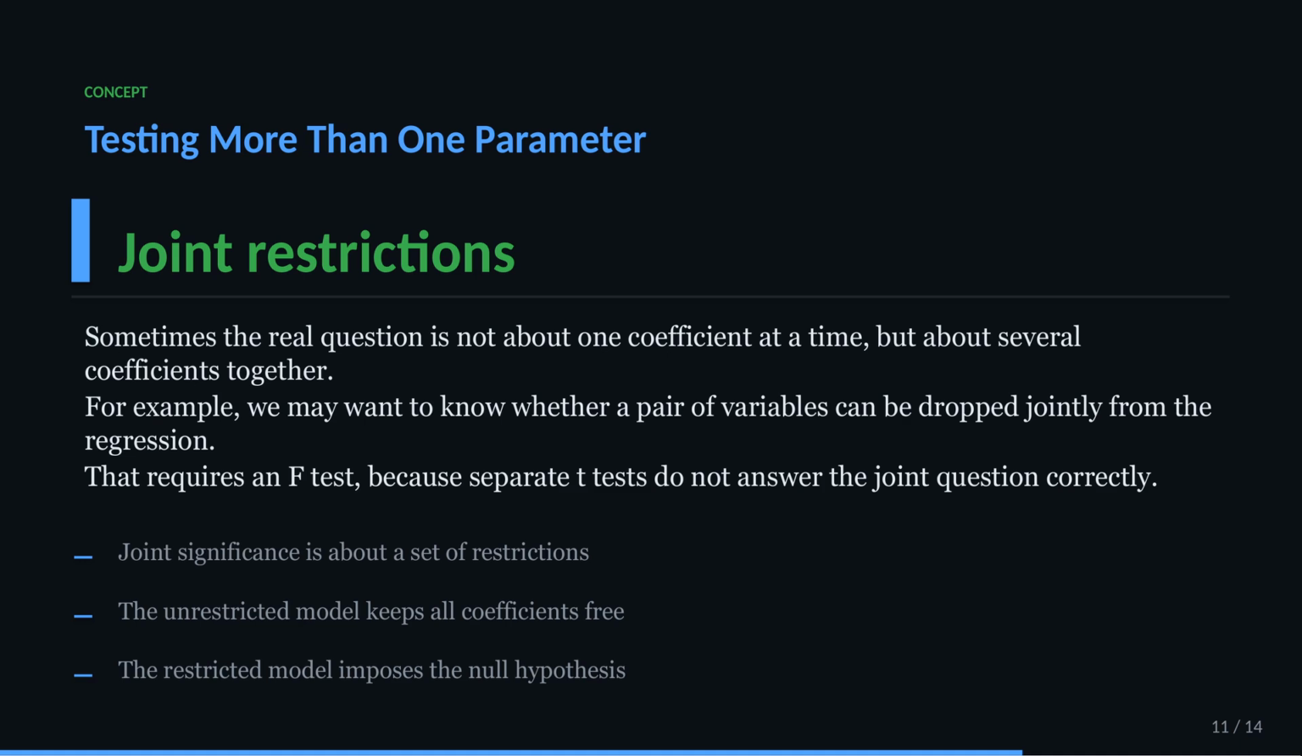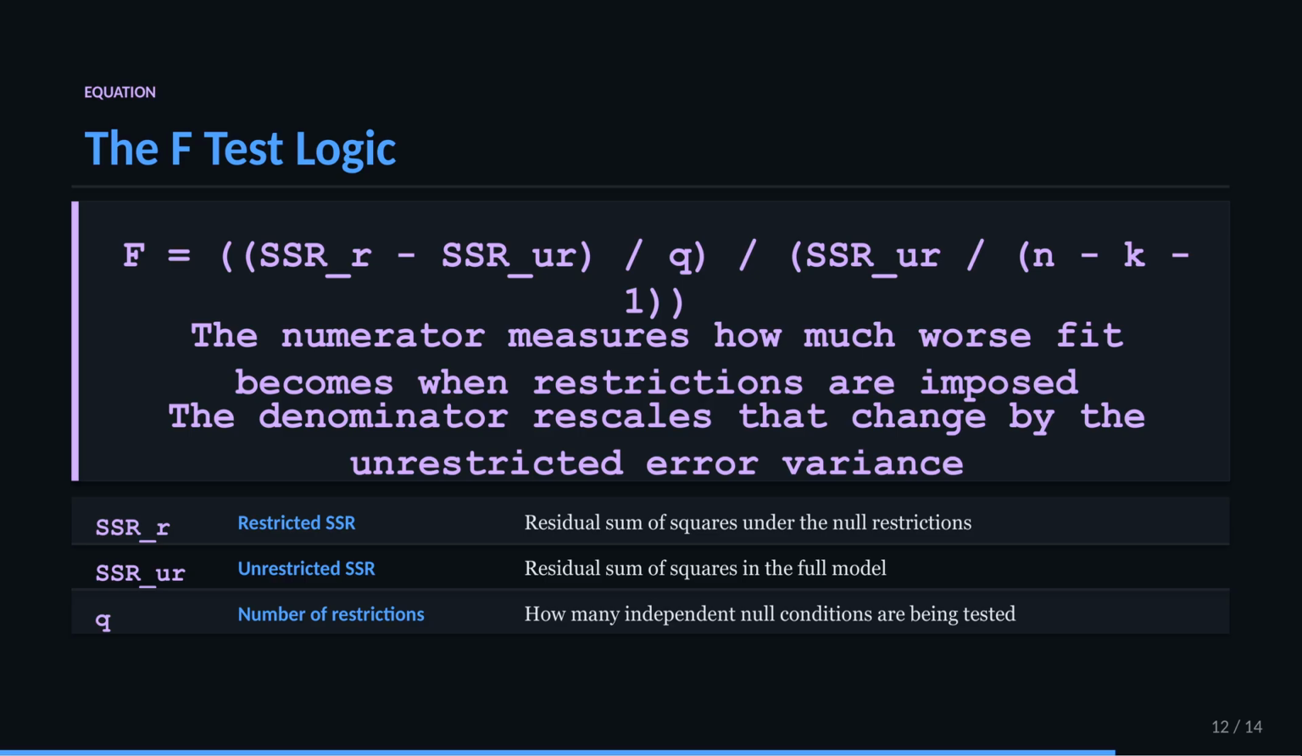The F statistic is built from the change in residual sum of squares between the restricted and unrestricted models. The numerator measures how much worse the fit becomes when the restrictions are imposed, scaled by the number of restrictions. The denominator scales that by the unrestricted model's error variance. If the restrictions barely worsen fit, the statistic is small and the null looks plausible. If fit worsens sharply, the statistic is large and we reject the null.